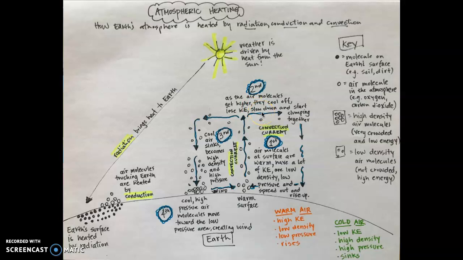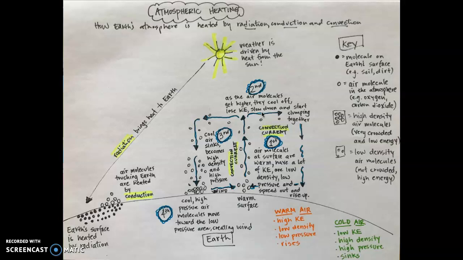So as they rise farther and farther away from the warm surface of the Earth, they start to cool off. They're losing their kinetic energy to the other molecules maybe that they're bumping into. So they're slowing down. They start to gain in density, right? They're cooling off. They have less energy, so they're more crowded. And they start to sink. Okay, so that brings us over to the third step. So cool air begins to sink.